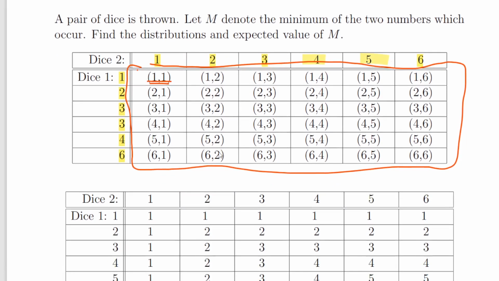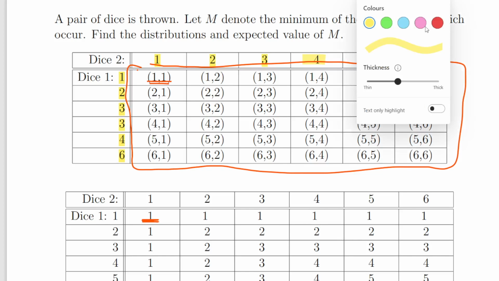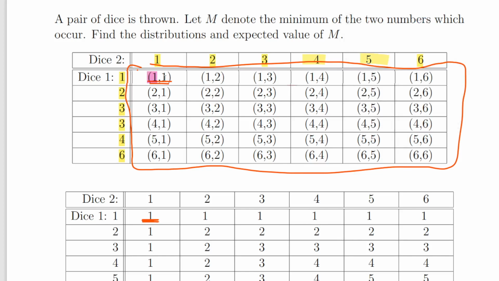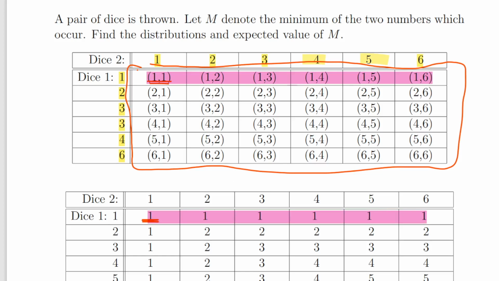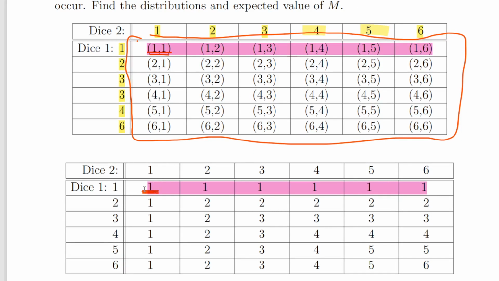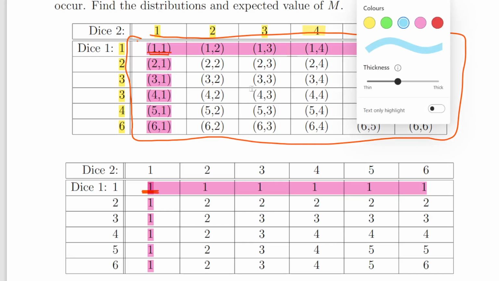Well, the pairwise minimum would be 1. Okay, so 1, 1, what's the minimum of that? 1. Likewise, for each of these possible outcomes where dice 1 is involved and it gives 1, the minimum value is going to be 1. If we throw 1 from dice 2, that's always going to give us a value of m as 1 as well. So you sort of see how this is working out. In all of the cases that I have highlighted, the minimum value of the pairing is 1.